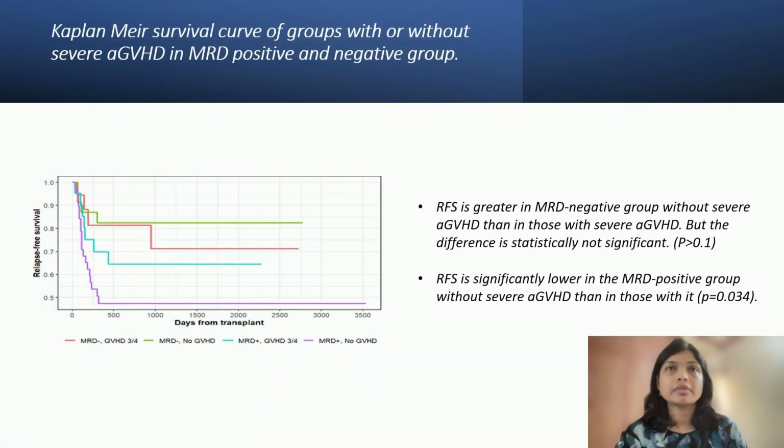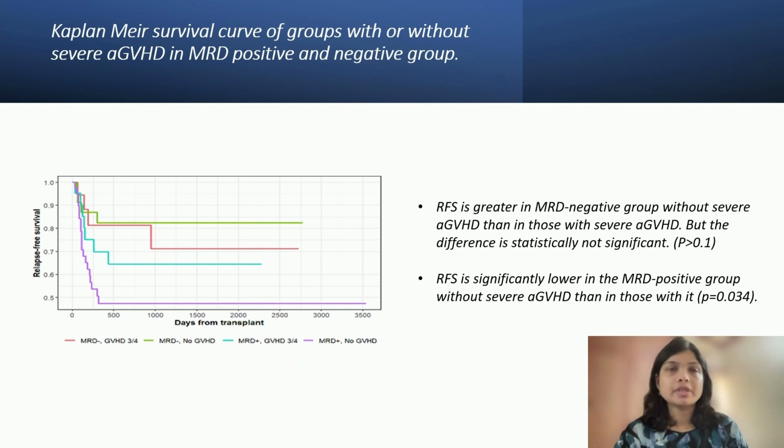This is the Kaplan-Meier relapse survival curve of the groups with or without severe acute GVHD in MRD positive and negative group. The green curve represents a survival curve of the MRD negative population without acute severe GVHD, closely followed by the red curve representing the survival curve of the MRD negative population with severe acute GVHD. The blue curve represents a survival curve of the MRD positive population with severe acute GVHD, and the purple one indicates the relapse-free survival curve of the MRD positive population without severe acute GVHD.